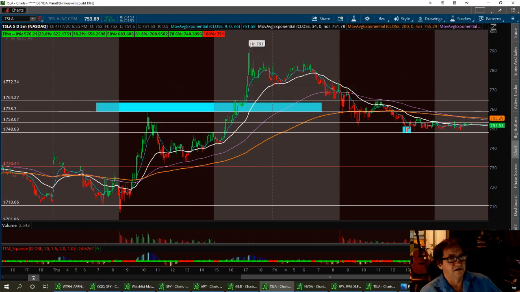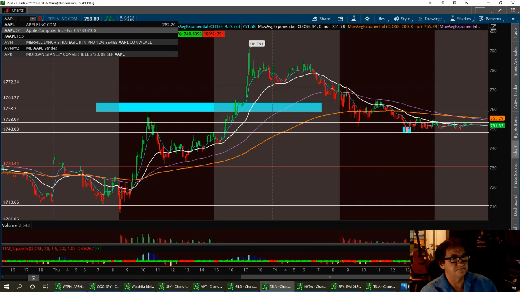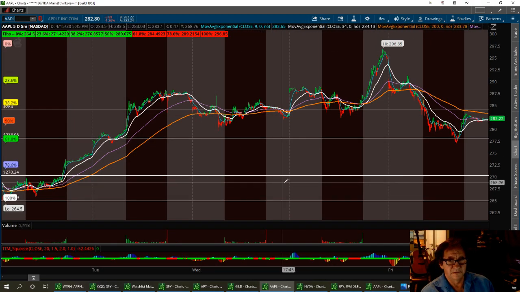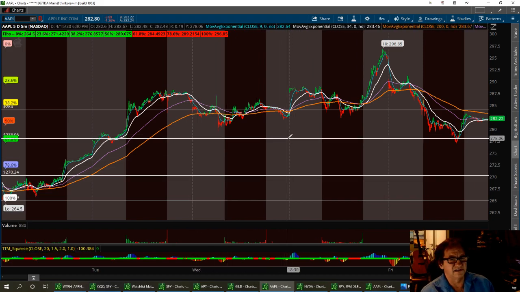And let me see, I want to look at the SPY. Oh, there's Apple. Now here's another one that fooled a lot of people Friday. And I'm going to tell you something about the market. The market has a very short attention span. Very short attention span.